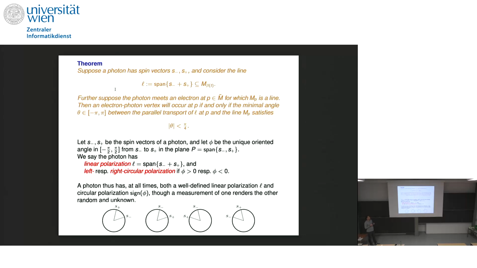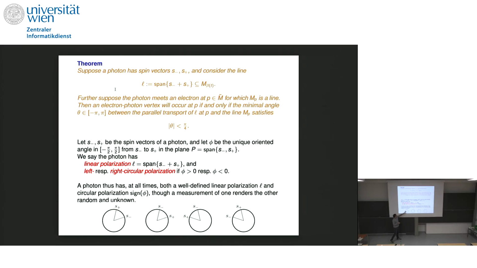So let S minus and S plus be the spin vectors of a photon, and let phi be the unique oriented angle between negative pi over 2 and pi over 2 from S minus to S plus in the plane spanned by these two vectors. We say the photon has linear polarization given by the line L, and left respectively right circular polarization if phi is positive respectively negative. A photon thus has at all times both a well-defined linear polarization L and circular polarization given by the sign of phi. So a measurement of one renders the other random and unknown.